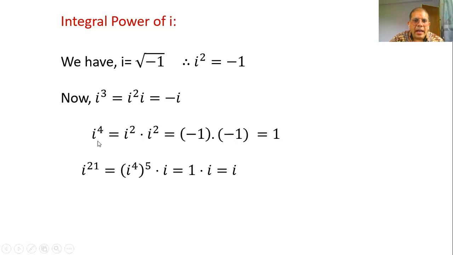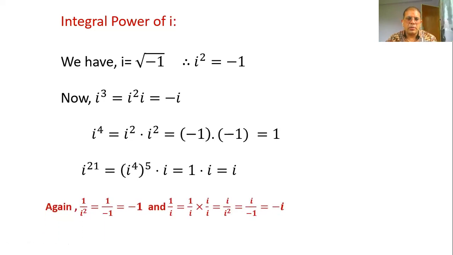Similarly, i⁴ is i² · i², and i² is -1, so -1 times -1 is +1. Similarly, i²¹ is (i⁴)⁵ · i. i⁴ is 1, 1 to the power 5 is 1, and i times 1 is i. You have this concept.